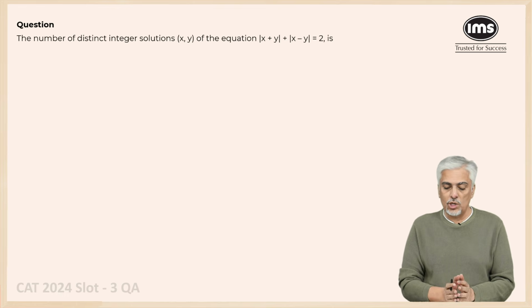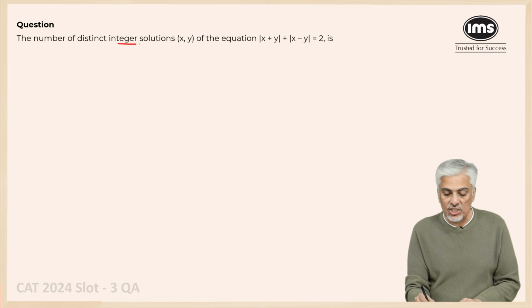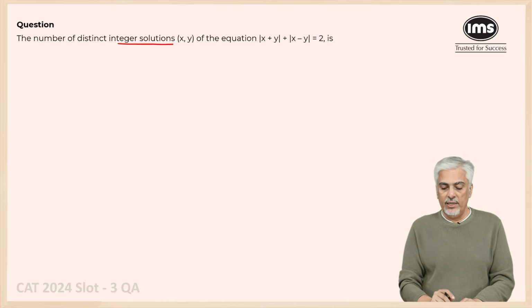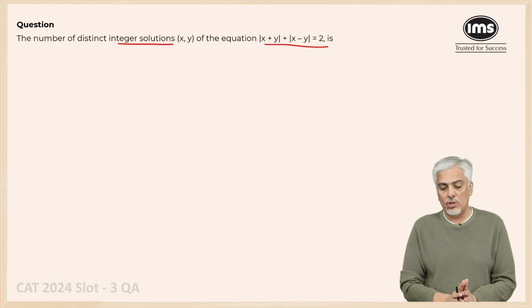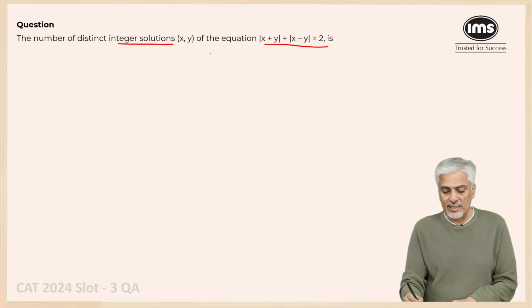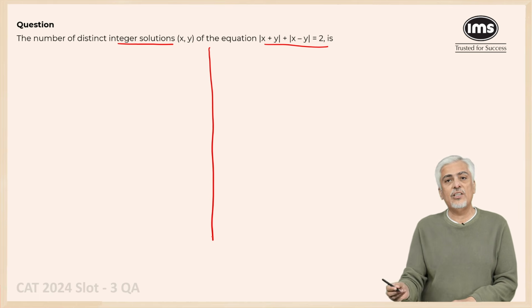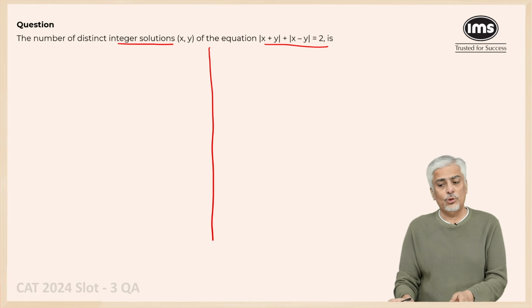Now, the question spoke about the number of distinct integer solutions x comma y of the equation mod x plus y plus mod x minus y is equal to 2. So I thought of a couple of approaches for this. One is a non-graphical approach, and then there'll be a graphical approach. Let's think of the non-graphical approach first.